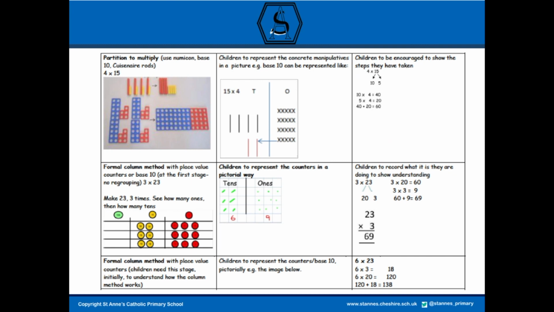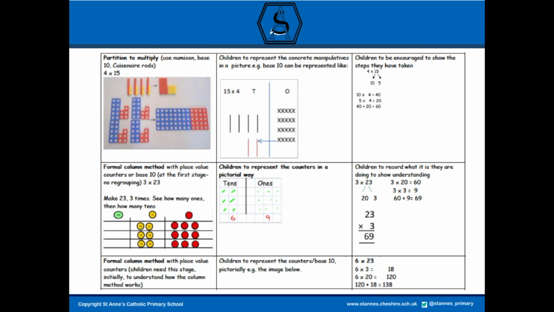Then you can see how that is written in the abstract. So we have 4 lots of 15, that's partitioned into 4 lots of 10 and 4 lots of 5. So we've 10 times 4 is 40, 5 times 4 is 20, and 40 plus 20 is 60.